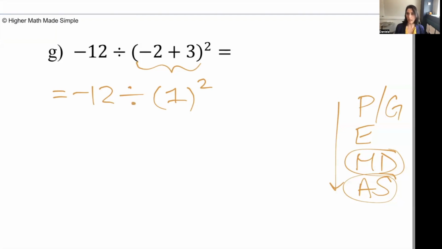The next is we do exponents. So that is saying 1 squared, that is 1 times 1, which is 1. Notice then I copied everything else down to stay organized. Then -12 divided by 1 is -12.